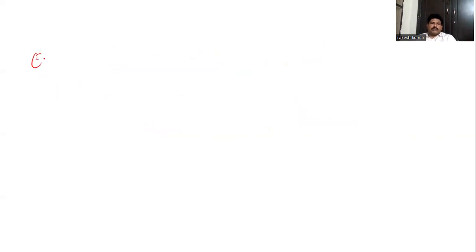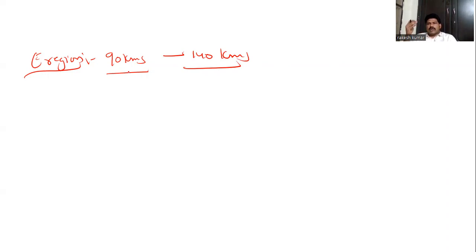Now let us come to the E region. What is the height of the E region? The E region height is from 90 kilometers to 140 kilometers. It is above the D region and below the F1 region. This region is normally a narrow layer of ionization just above the D region, extending from 90 kilometers to 140 kilometers.